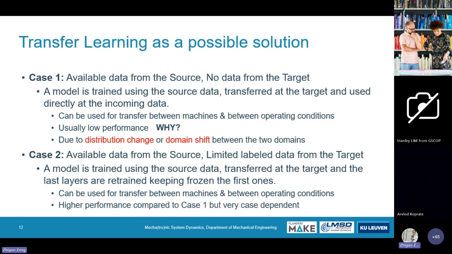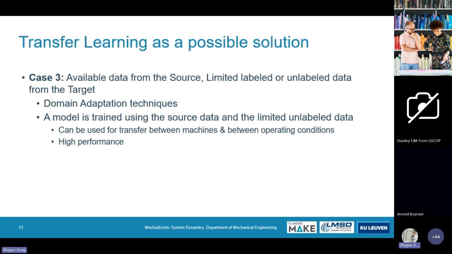The next case was something that was mentioned also before, that we have available data from the source, and there is a limited number of data from the target. And in this case, we can build a model based on the source data. Then we can train the model there, then freeze all the layers and retrain only the last ones. And then we can use it on the target domain, and we can perform in this way transfer between machines and operating conditions with a limited number of labeled data from the target. This has a higher performance compared to the first one, but still it is very case dependent.